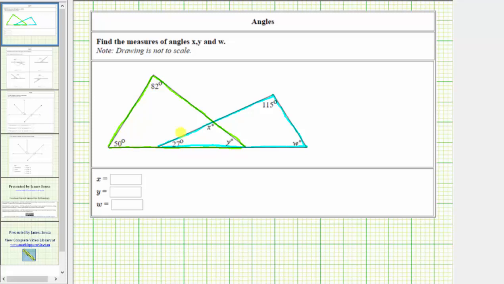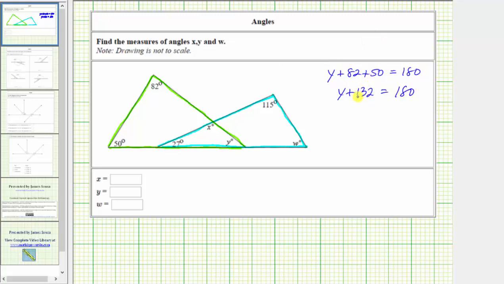Let's write this as an equation and drop the units. The equation is y plus 82 plus 50 must equal 180. And now if we solve this equation for y, we can determine the measure of angle y. Simplifying the left side of the equation, 82 plus 50 equals 132. The equation simplifies to y plus 132 equals 180.